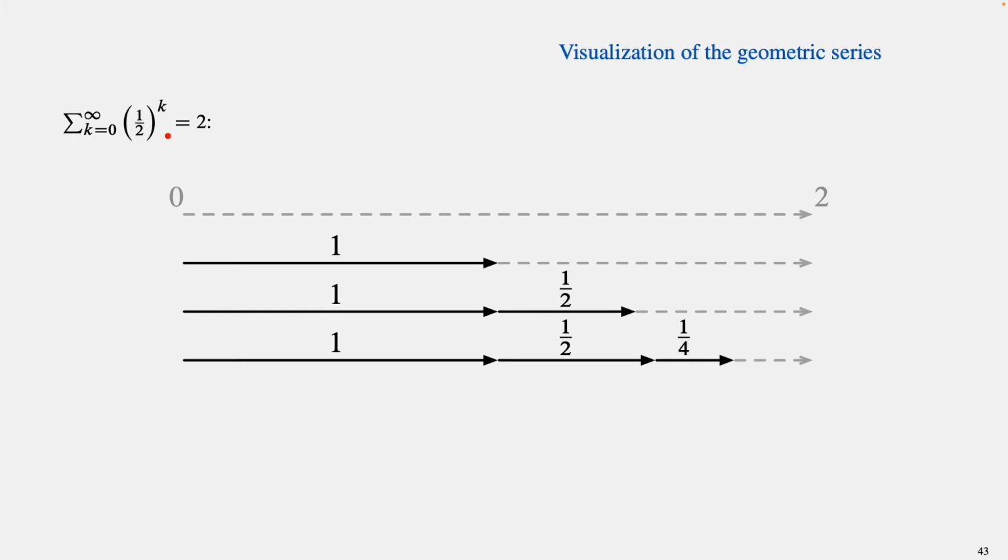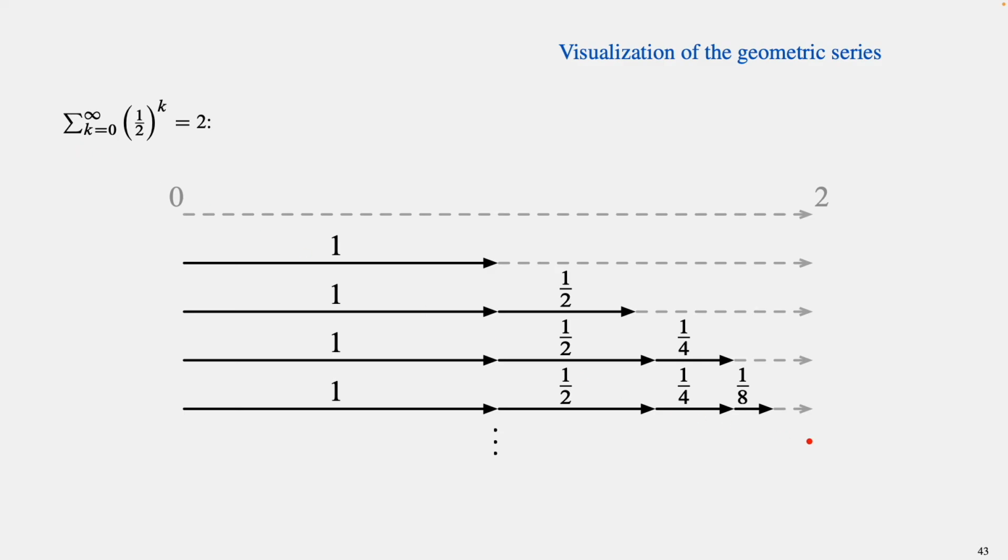But the next summand, 1/2 to the power of 2, gives me 1/4. So again, I get only half of what I require to reach the number 2. And the next summand gives me 1/8. So again, I only get half of what I need to reach 2. And we see that with each additional summand, I only get half the distance that I have to cover to reach 2. And so the summands decrease so rapidly that I will never actually reach 2 except in the limit of n to infinity.